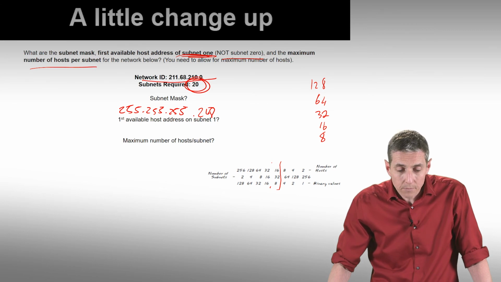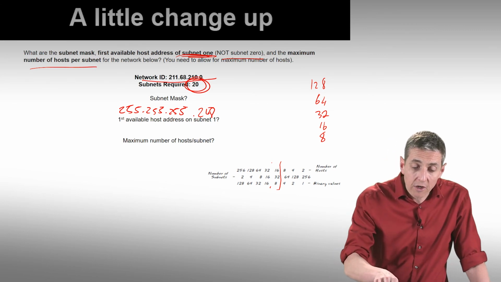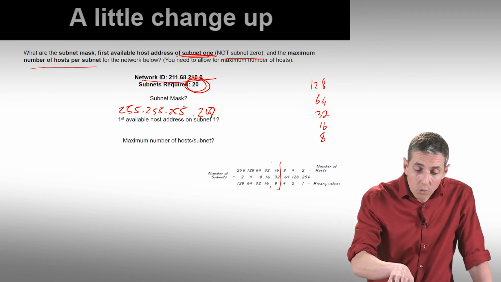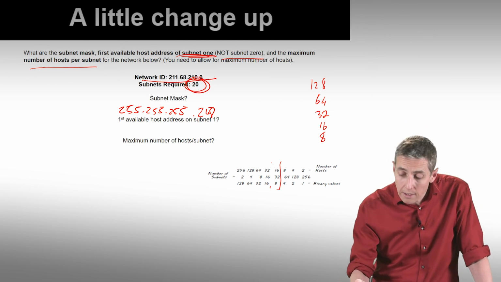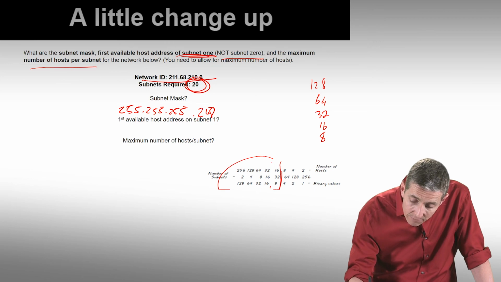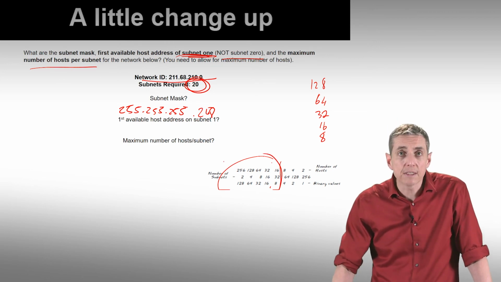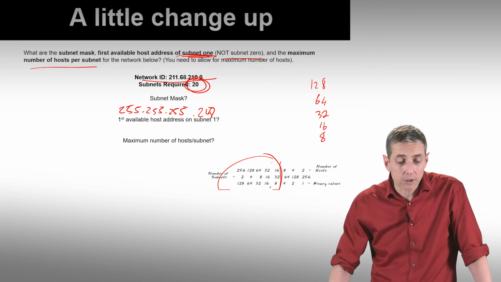Okay, so again, I've been given a network ID and the subnets required. What's the new subnet mask? This right there, that 248. Why? Because I've basically taken these 5 bits over here. This is going to give me what I need to answer this question.